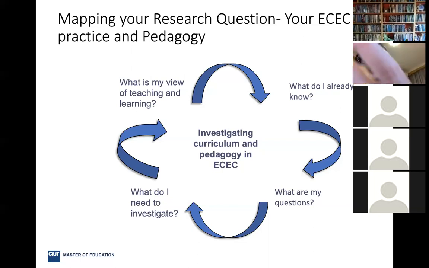Pamela's decided to use one of the example research questions, which is fabulous. What factors influence a smooth transition between prior to school and school context? Nicely worded, Pamela. Well done. Excellent.